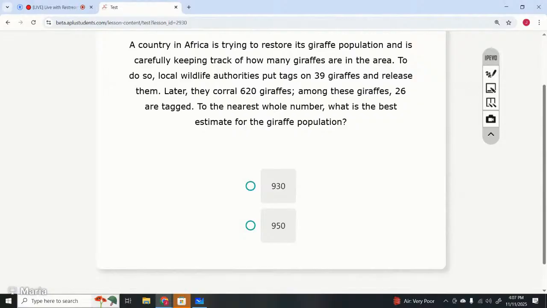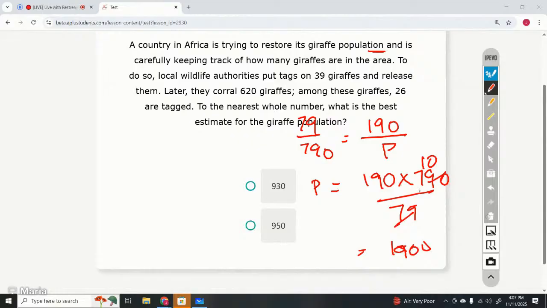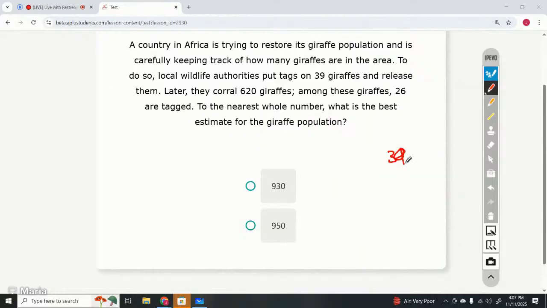A country in Africa is trying to restore its giraffe population and is carefully keeping track of how many giraffes are in the area. To do so, local wildlife authorities put tags on 39 giraffes and released them. So 39 of them are marked out of the total population, right? Later they counted 620 giraffes. Among these giraffes, 26 are tagged. To the nearest whole number, what is the best estimate for the giraffe population?